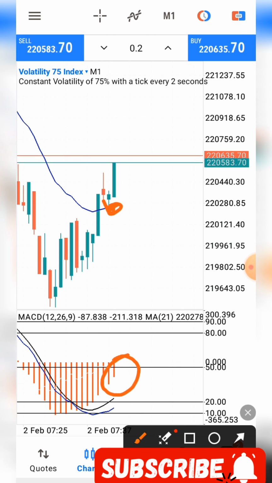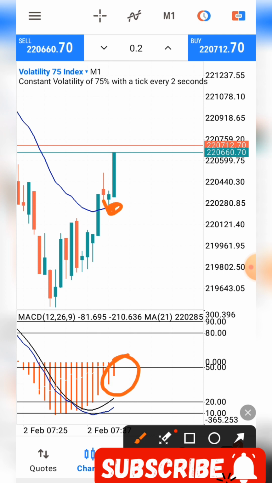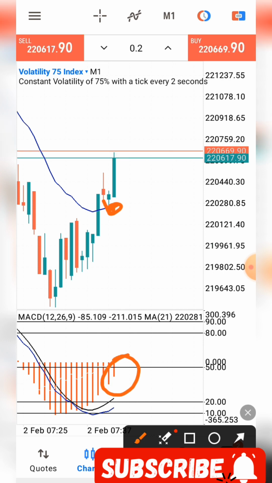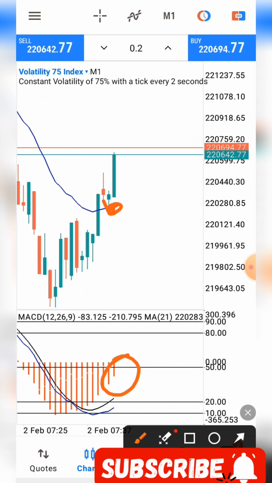So where should you place your, can you see it? It's moving. I already have a trade. I will have placed this one. So what are you looking for? What exactly are you looking for?